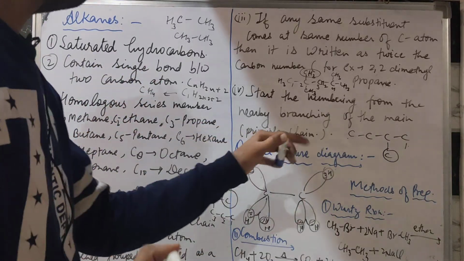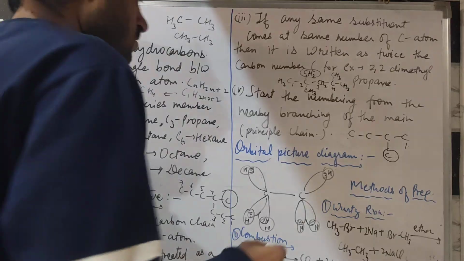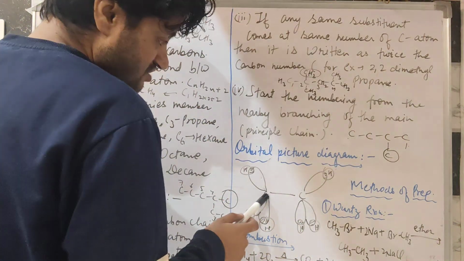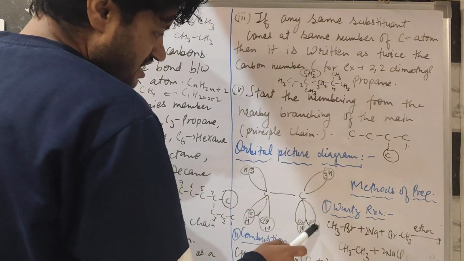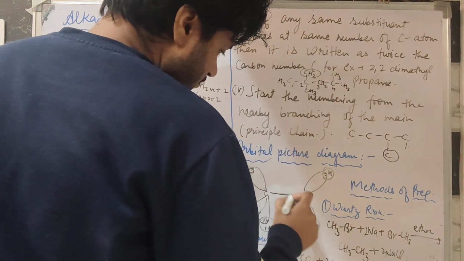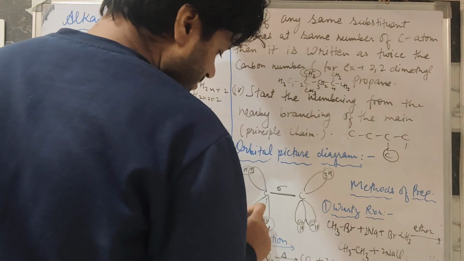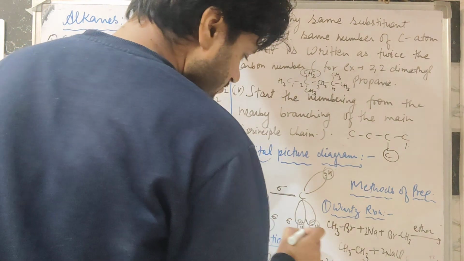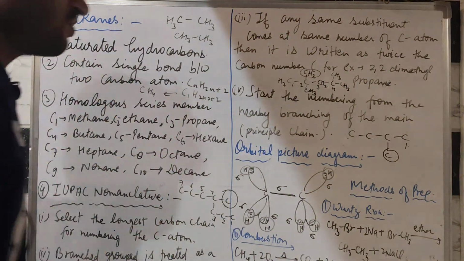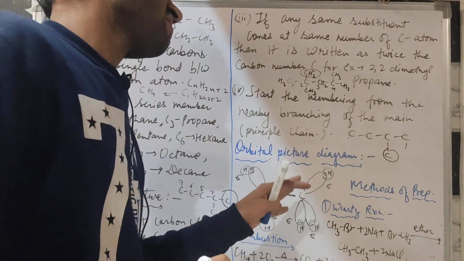Next we'll talk about the orbital picture diagram. It is the orbital picture diagram of ethane, CH3-CH3 with hydrogens attached. When bonded, these form sigma bonds: sigma, sigma, sigma, and this sigma. A single bond always forms a sigma bond. So this is the orbital picture diagram, you should know.